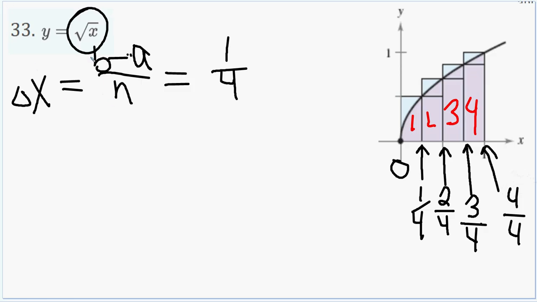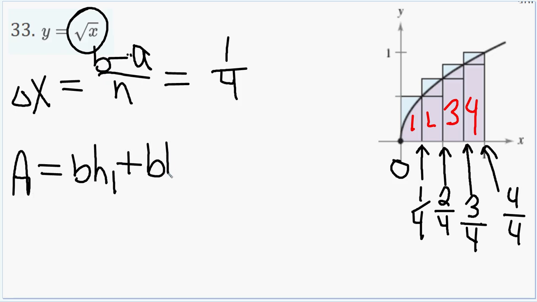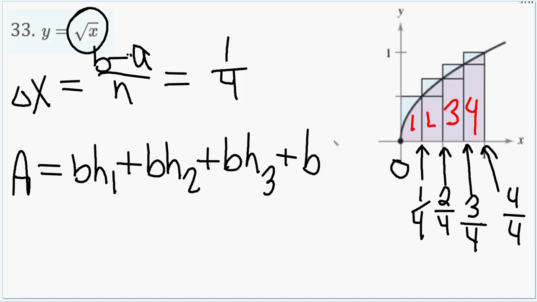So again, our function is root x. We've got 4 rectangles. The area of one rectangle is base times height. Now we are going to have 4, so this will be base times height 1, plus base times height 2, plus base times height 3, plus base times height 4.